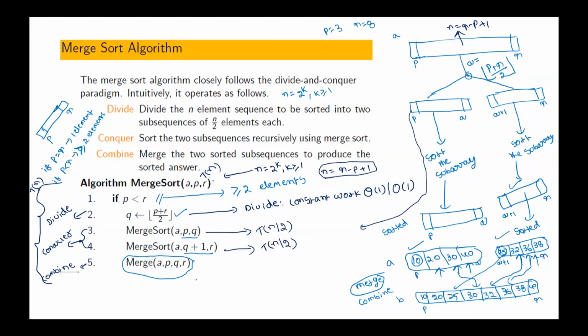Now tell me, what is the amount of work we do in the combine step? T of n? n. Why n, sir? Finally, two sorted partitions are there and we are going to merge them. Here n by 2 elements plus n by 2, this side n by 2 elements. Can we say the exact number?